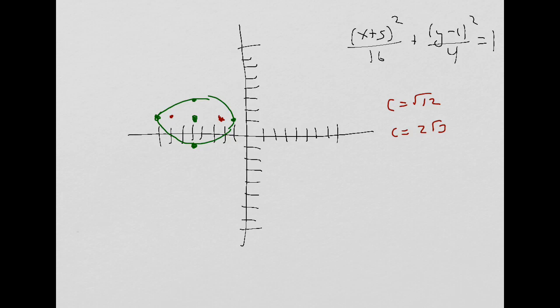Now, remember, the center, where was the center located? The center was at negative 5, comma 1. So then the foci should be where? It's going to be at negative 5 plus or minus 2 radical 3, comma 1. So that means from negative 5, we're going to go 2 rad 3 units to the right. And then from negative 5, we're going to go 2 rad 3 units to the left.